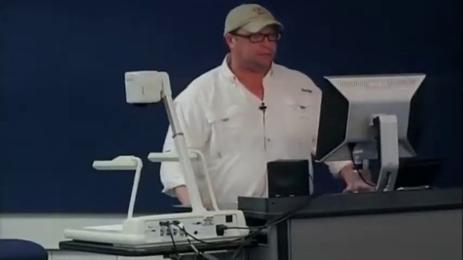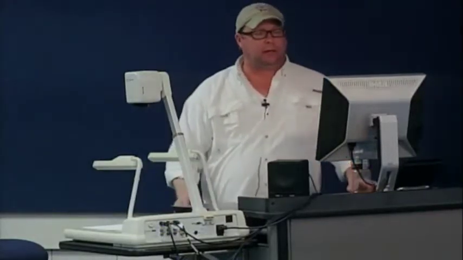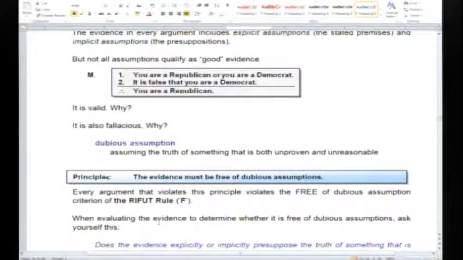The statement you're trying to show to be true is going to be the claim, the conclusion. So calling something an assumption or a supposition or presupposition is not to call it a bad name. But when you assume the truth of something that's both unproven and unreasonable, that's a dubious assumption. And the principle here is that the evidence needs to be free of dubious assumption. It can't be free of assumptions.